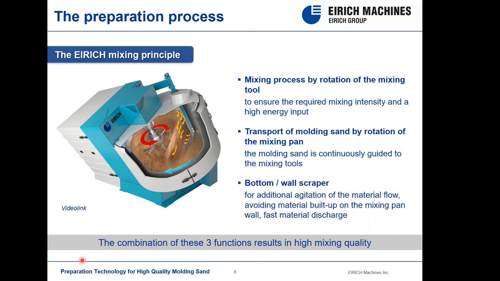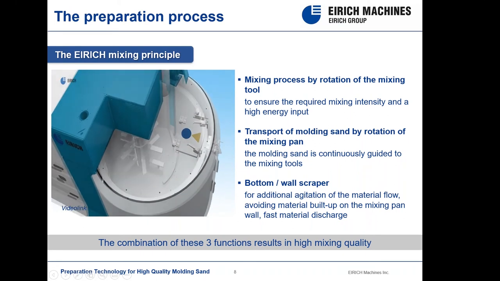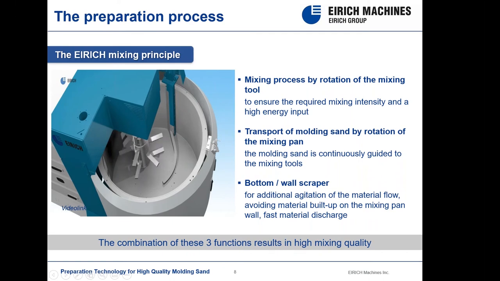Now we're going to see a video of how these three parts work together. You have the rotating tool there. You see how the pan starts rotating. And another function of the wall and bottom scraper is to help discharge. As you can see, the bottom scraper has this curve that actually points toward the discharge gate. So that helps us to discharge the mixer very fast, in around 30 seconds.